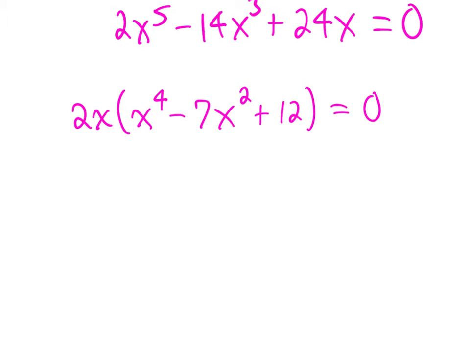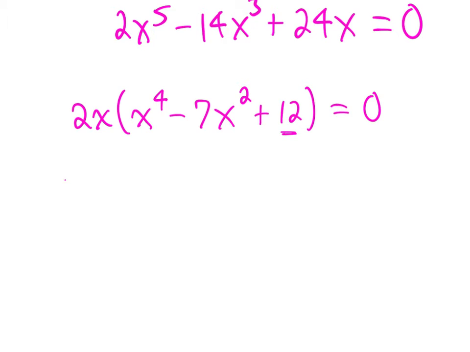Now we need to factor what's inside the parentheses. How many terms do we have there? We have 3 terms. So now we need to check if we're going to be using the smiley face method, a perfect square trinomial, or anything like that, or the quadratic formula. We have 3 terms. It is not a perfect square trinomial because 12 is not a perfect square. So we are going to be doing the smiley face method.